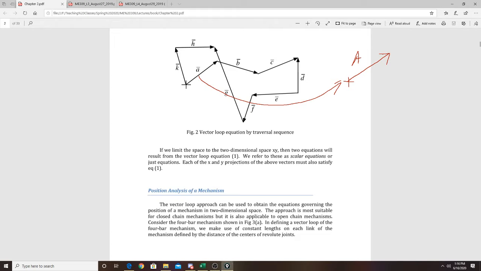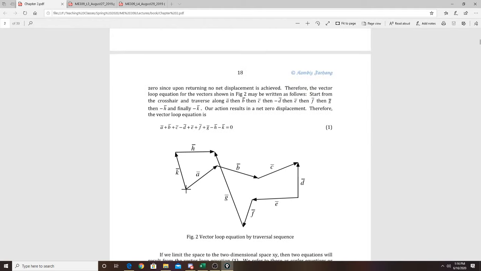So this is where the fun begins. For this vector loop, the one that I have pulled out right here, the two equations that you get from this would be the following. It would be this whole equation written in terms of cosines equals 0, and then this whole equation written in terms of sines equal to 0. So it would be A cosine theta A plus B cosine theta B, etc., the whole way around. Then you would do it with sines, and those are your two equations you get from it.